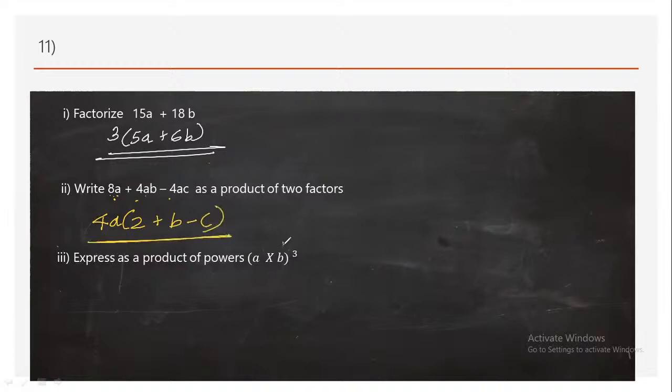Express as a product of powers. Then a to the power 3 into b to the power 3. Expand the brackets here. A to the power 3 into b to the power 3.